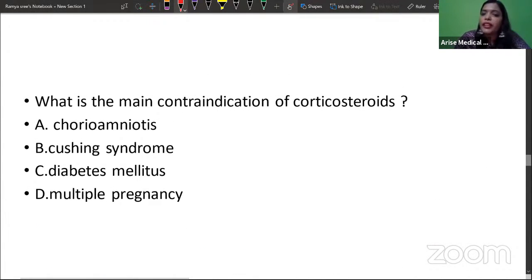What is the main contraindication for steroids? Chorioamnionitis, Cushing syndrome, diabetes mellitus, multiple pregnancy.